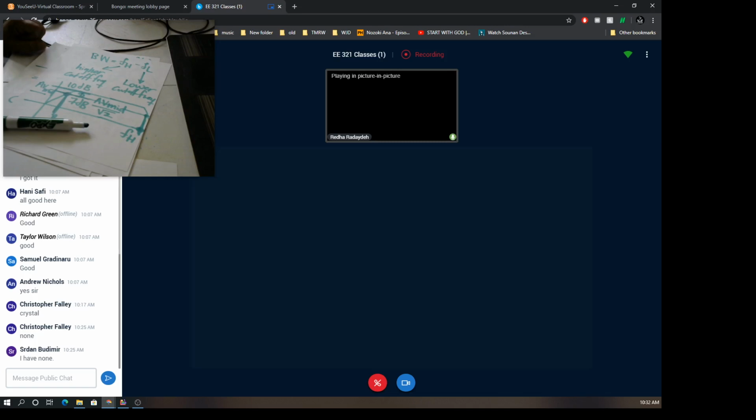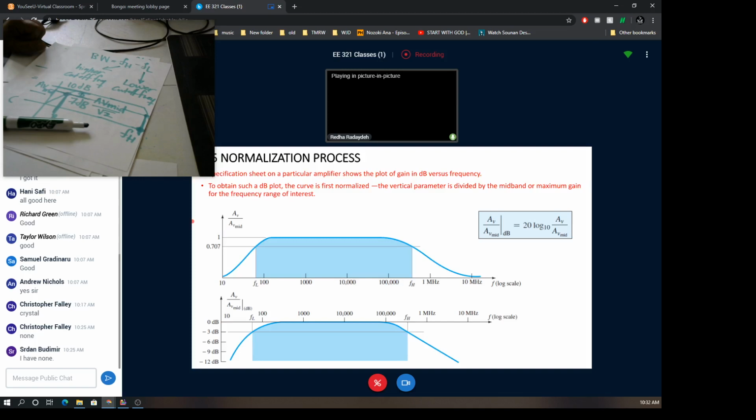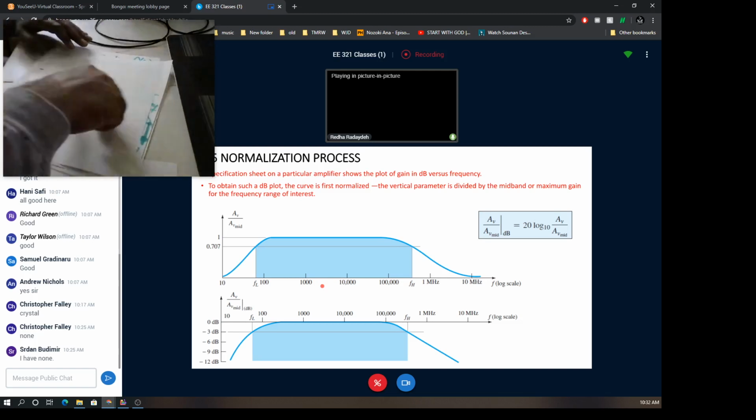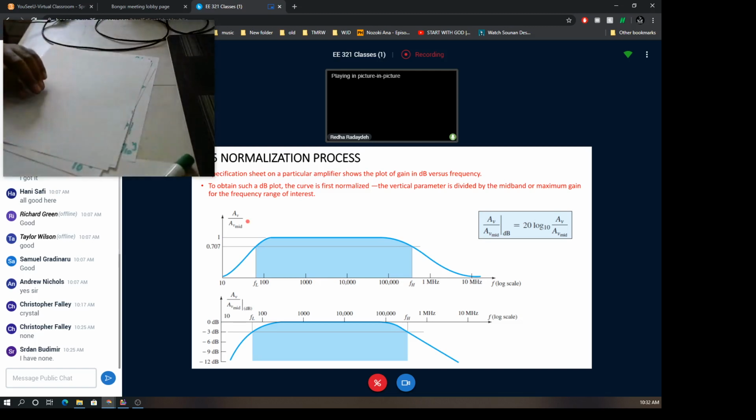We move on to the next slide. This is another slide that shows us the three regions we were talking about again. Midband region here. This is the midband region. Lower frequency range here, and upper frequency range here.